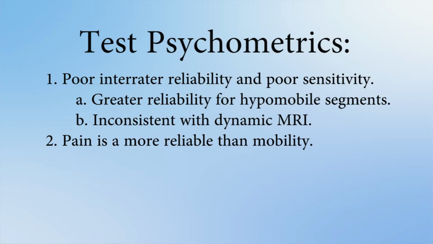The psychometrics of the anterior stability test have not been assessed. However, other tests that look at lumbar passive motion have been examined, and these have shown a poor interrater reliability and a poor sensitivity. There's a greater interrater reliability with hypomobile segments as opposed to hypermobile segments, yet findings are inconsistent when compared to dynamic MRI. However, pain provocation is shown to have a greater reliability than assessing mobility.